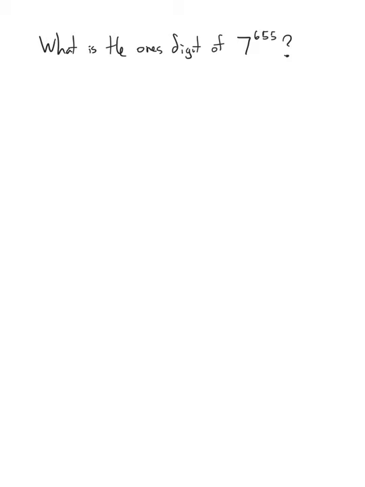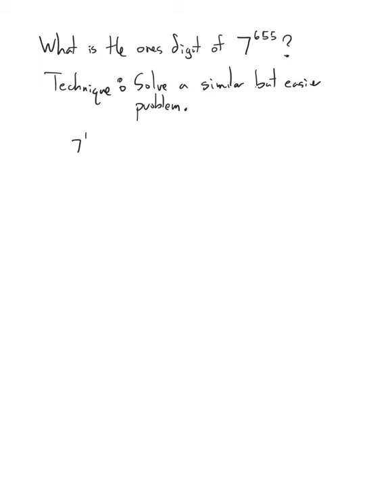And maybe a good way of doing this is to just do some easy examples. So this is another technique here: solve a similar but easier problem. All right, so let's do a few of these. We'll start with 7 to the 1. Well, the ones digit of that is, of course, 7.